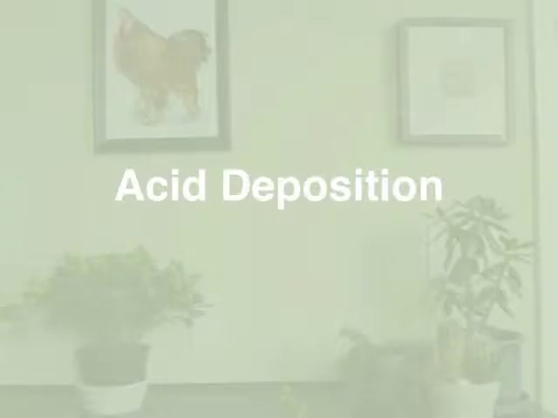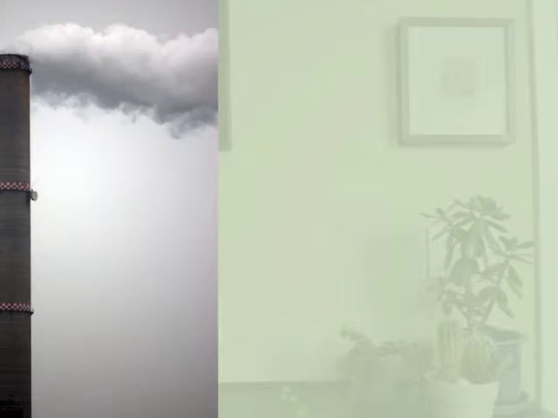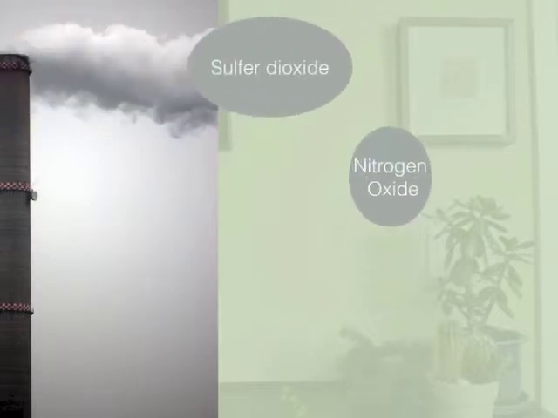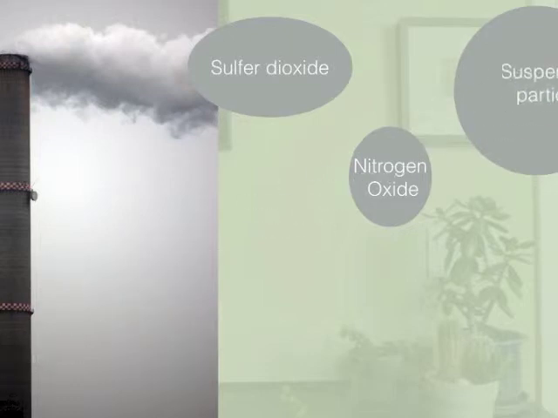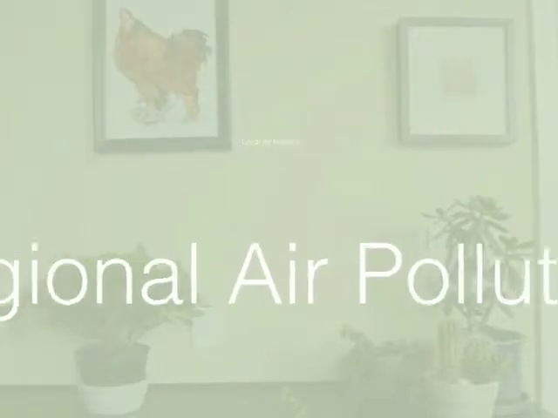What is acid deposition? Acid deposition is caused mainly by coal-burning power plants and motor vehicle emissions. Industrial plants in developed countries use tall smokestacks to emit sulfur dioxide, suspended particles, and nitrogen oxides high into the atmosphere where wind can mix, dilute, and disperse them. These tall smokestacks reduce local air pollution but can increase regional air pollution downwind.